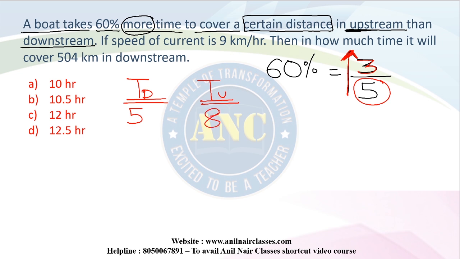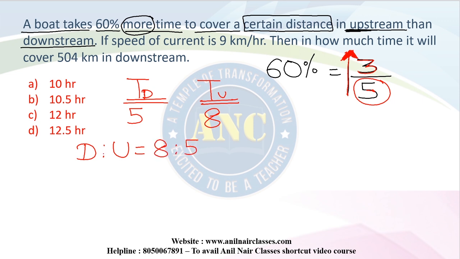Now, a smart student might ask, Sir, how can you be sure that the denominator is downstream time itself? Why cannot it be upstream time? Think logically. If you are taking upstream time as 5, then downstream time will be 3 more than 5, 8. So can the upstream time be lesser than downstream time? No, it is never a possible case. In any scenario, that is not a valid statement. Upstream time can never be lesser than the downstream time. So that is the reason the denominator in this case should be downstream time itself. So that means downstream time and upstream time ratio is 5:8. Downstream speed and upstream speed ratio will be reverse of 5:8, which is 8:5.